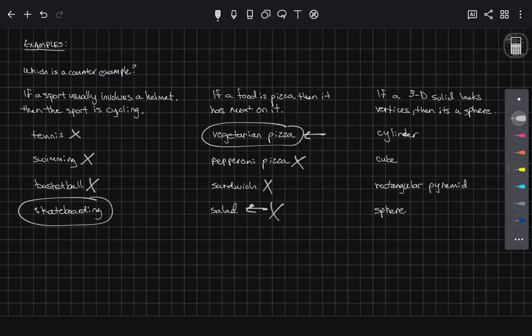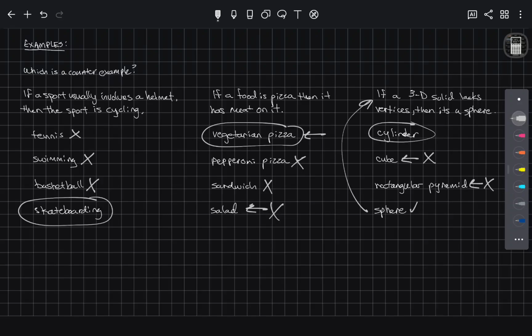If a 3D solid lacks vertices, then it's a sphere. So something that's 3-dimensional and it's a solid, but it doesn't have any vertices. Well, cube, it's got vertices. No go. Rectangular pyramid, vertices. It's got pointing edges and corners all over it. A sphere, well, that fits in nice because that's part of the statement. So this one's good. But the one that would be considered a counterexample would be a cylinder. This does not have vertices. It does have edges, though, and they go around the circle where the rectangle wraps around the two circular bases.